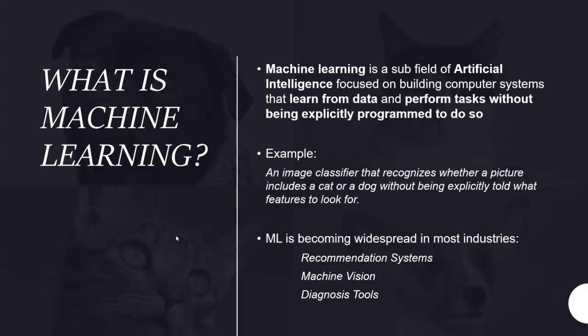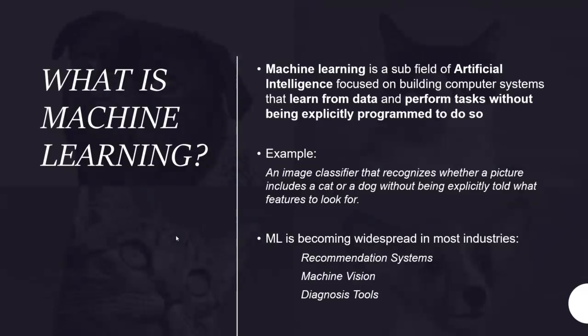So an example of this would be an image classifier where you can feed it pictures and it should be able to tell you, is this a picture of a dog or is it a picture of a cat? Right? You don't have to tell it what to look for in the picture. You just have to give it the data, give it a bunch of pictures, tell it this is a dog, this is a cat, and it should be able to recognize those things on its own. It'll pick what are the important features in those pictures to determine whether something is a dog or a cat.